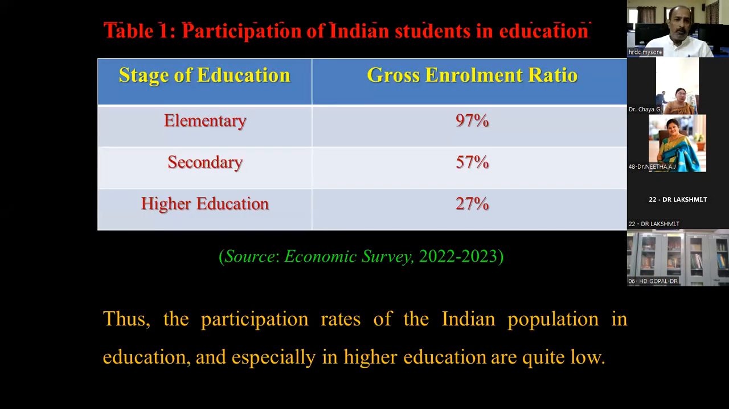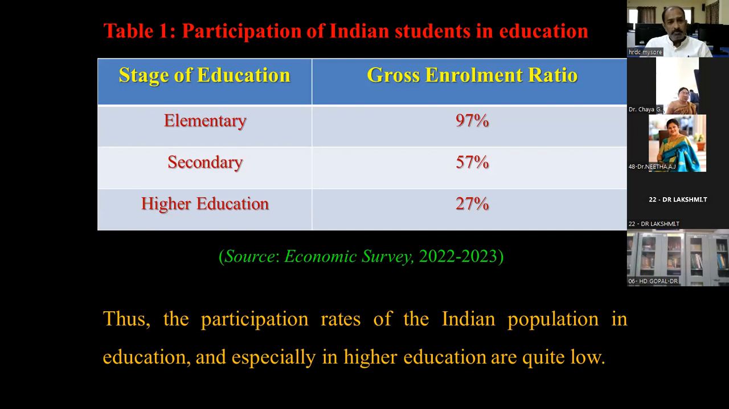And with this, now let's look at the participation of the students in higher education. The stages of education and the gross enrollment ratio, I got this from some web sources, the recent economic survey. In elementary, the enrollment is very good, of course, 97% to 100% almost. Secondary education drops down to 57%. Why? There is a gap of almost 40% from elementary to secondary, right? That we should think of.